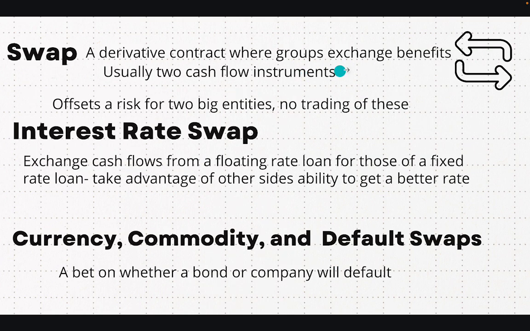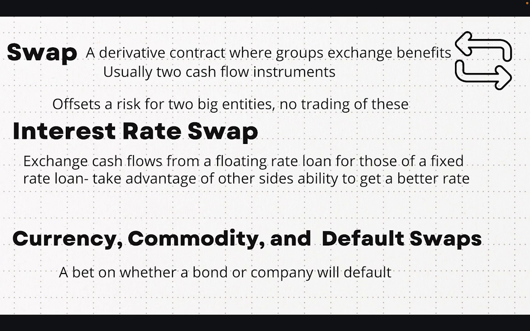Okay, there is something called a swap, and a swap is a derivative contract where groups exchange benefits, and this is usually by exchanging two cash flow instruments. Pretty simple concept, they swap. It offsets a risk for two big entities, and there's no real trading of these. These are for the big dogs.